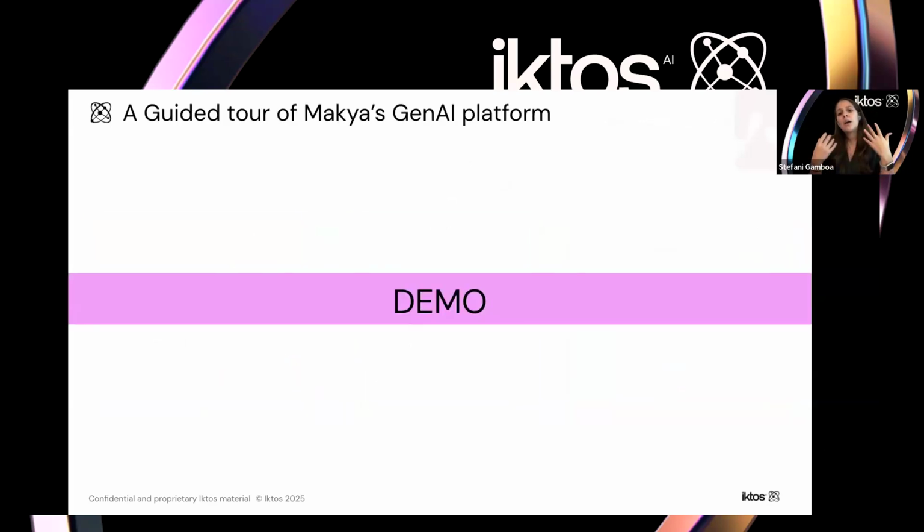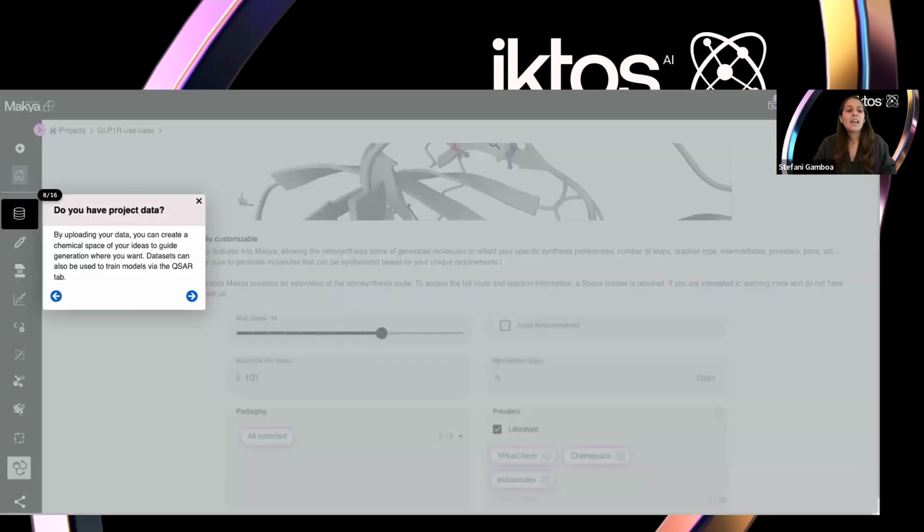So here what I'm going to show you is all the modules that you can explore with Makya and all the possibilities that you have to work with our platform. In Makya, you have different kinds of modules in which you can work. Let's start with the first one, the project data. By uploading data, you define the chemical space where your generation will take place, and you can use it later as well to train your own predictive models.